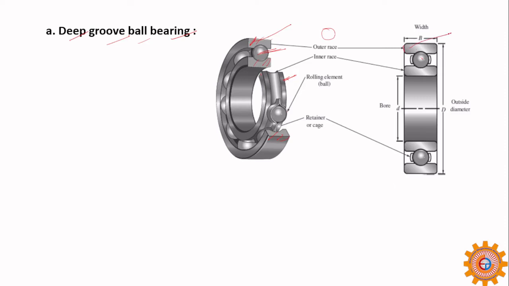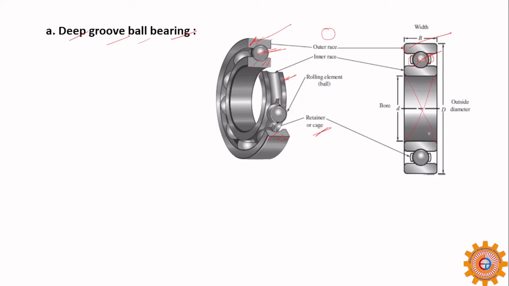So this is the outer race, this is the ball, and the side ones are called the cage. So this part, the ball is held in the cage. Okay, so everything moves as one unit. Okay, so this is the bore of the bearing.